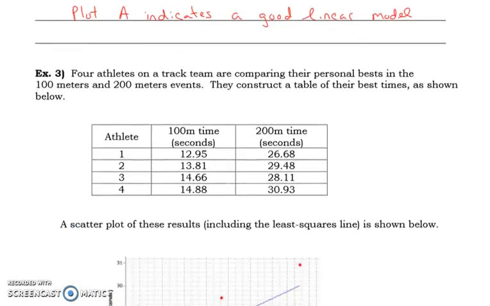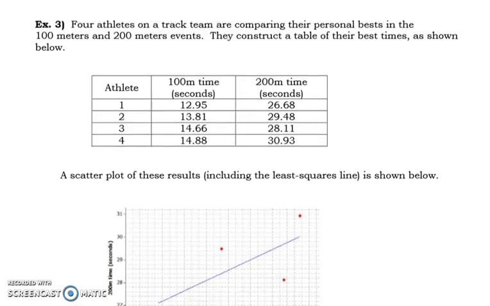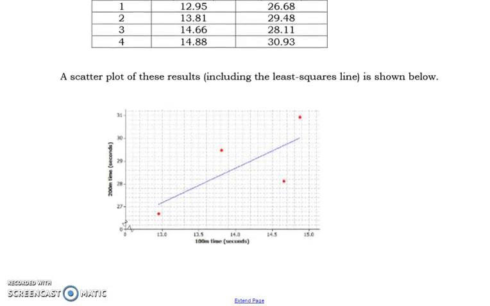Okay, in number 3, 4 athletes on a track team are comparing their personal bests in the 100 meters and 200 meter events. They construct a table of their best times as shown below. So we've got 4 different athletes with a 100 meter time and the 200 meter time. And then what I did was a scatter plot of the results, including the least squares line. Now, least squares line is just like a linear regression. It's the same thing. So notice that the line isn't really near the ordered pairs, but it's tending to go through them at a pretty even point.